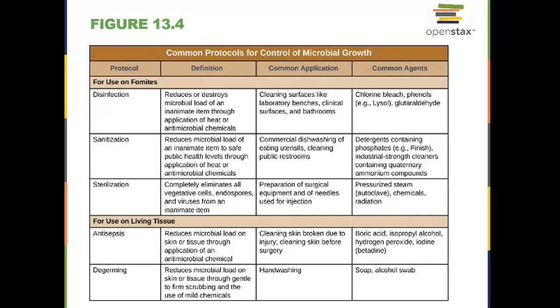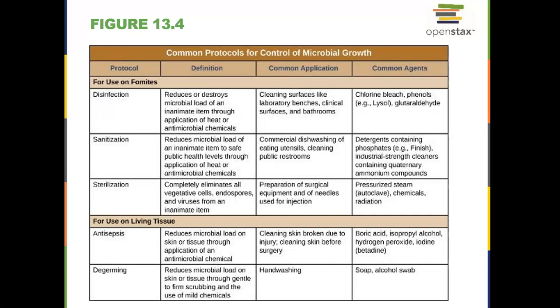Sanitization reduces microbial load of an inanimate object to a safe public health level through application of heat or antimicrobial chemicals. So this is like your dishwasher for the cleaning of eating utensils, cleaning public restrooms. So detergents containing phosphates, or your quaternary ammonia product. Then there's sterilization. So this eliminates all vegetative cells, all endospores, and all viruses from an inanimate object.